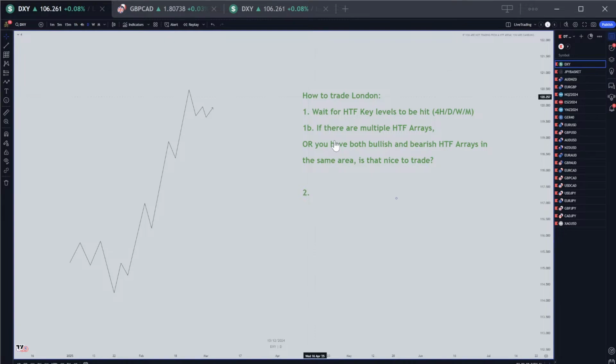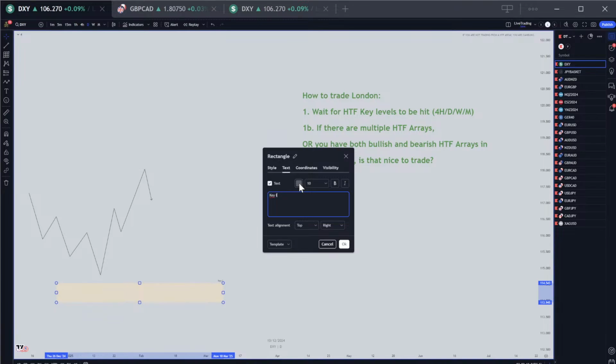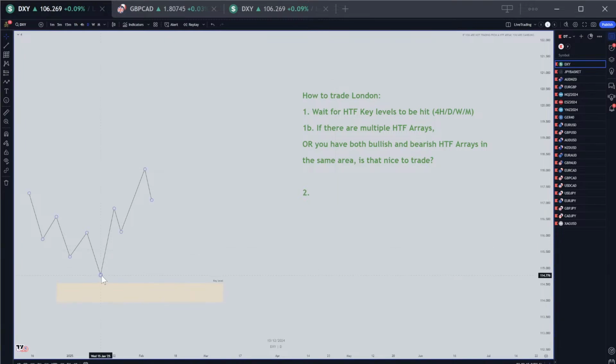What happens to most traders, and I am still guilty of this sometimes, is, let's say this is your higher time frame key level. We're going to do a long example. This happens in London. The key level, this low is around 3 a.m. Very nice London low, and you're like, hey, break of structure. This is it, let's do it. So you take a trade, let's say right here.